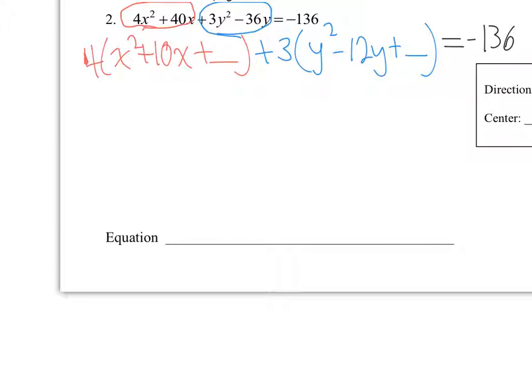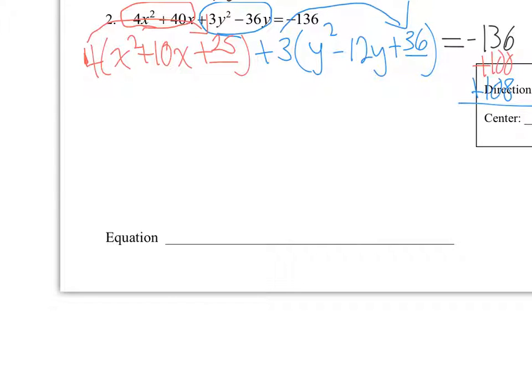All right, so what are these numbers we're going to add? Well, here's my new b, so divide that by 2 and square it, and we get 25. And for the y's, here's my b divided by 2 and square it. We are left with 36. But remember, we have to distribute this 4 across. So 4 times 25 gives you 100. So that's what we're going to have to add to the other side. And then I'm going to distribute the 3 times the 36. So 3 times 36 is going to give us 108.